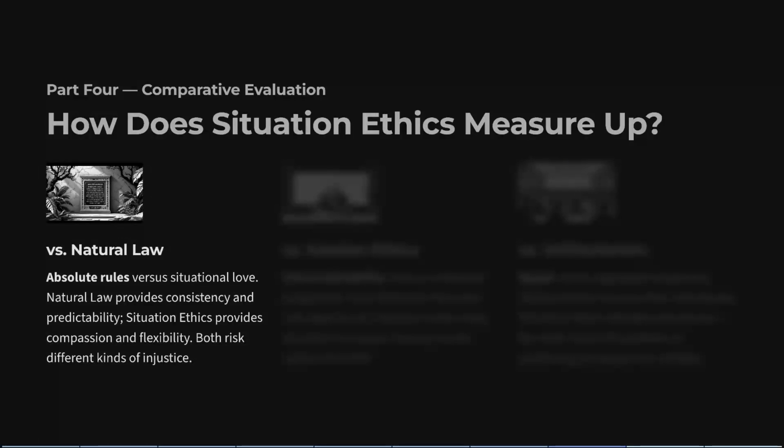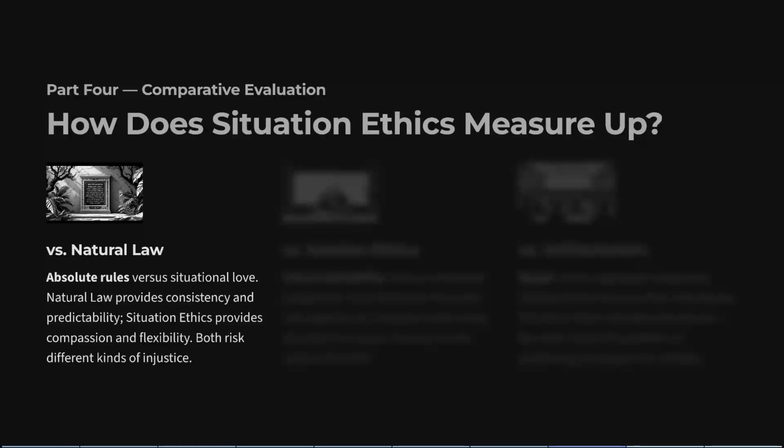So when we pit situation ethics against natural law, natural law provides consistency and predictability. You know in advance what it will say about issues like euthanasia, contraception, lying. Situation ethics provides compassion and flexibility in those situations. It responds to what this situation actually requires. But both risk different kinds of injustice.